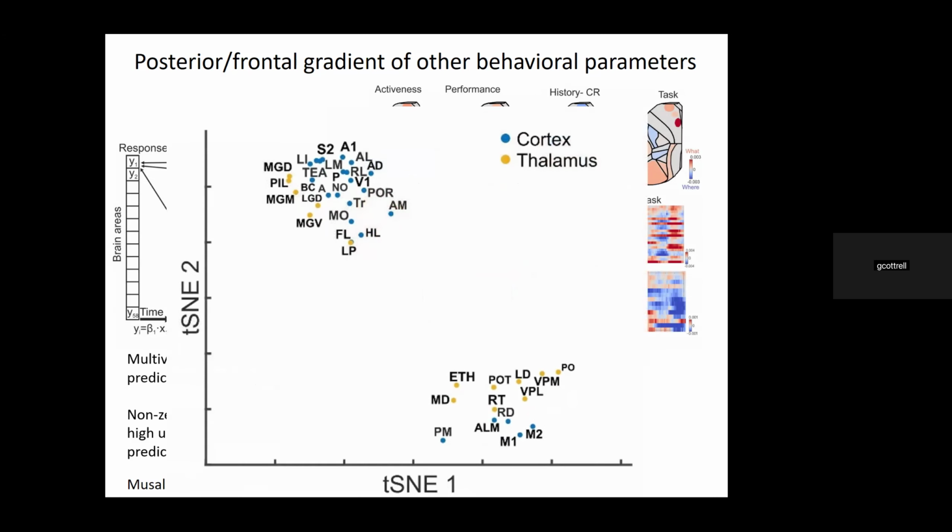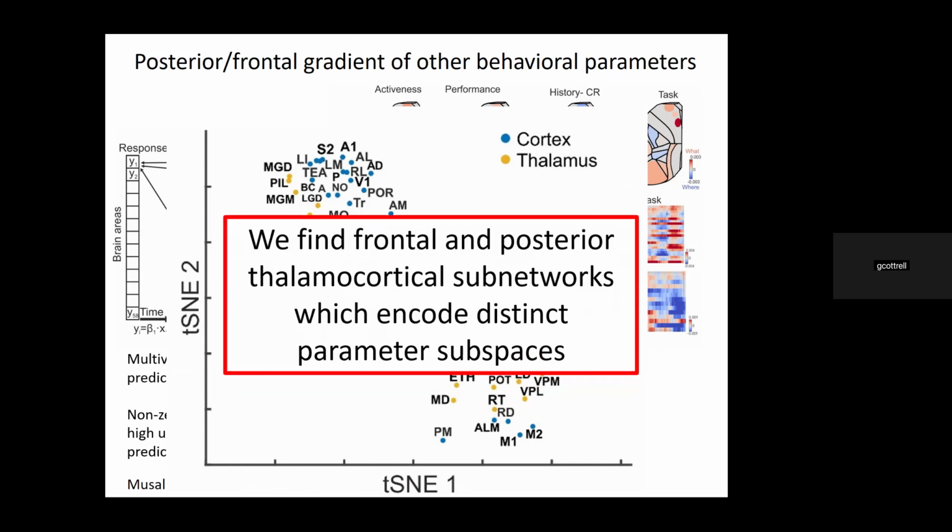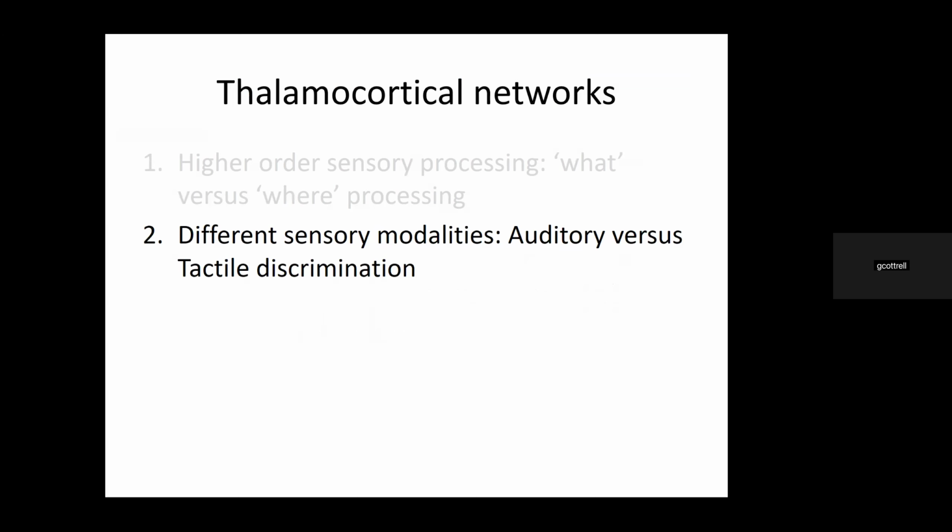And just, if you want to take the subspace, we have a vector of beta coefficients for each area, and we want to say how similar they are across different thalamic and cortical areas. This is just a reduction of dimensionality in the t-SNE plot, and you can see two clusters: posterior areas, both in thalamus and cortex, and frontal areas in thalamus and cortex. 5 minutes, that's good. Okay, so we find frontal and posterior thalamocortical subnetworks, which encode distinct parameter subspaces, not only active and passive strategy. So the second project, again, was the 5 minutes that I have.